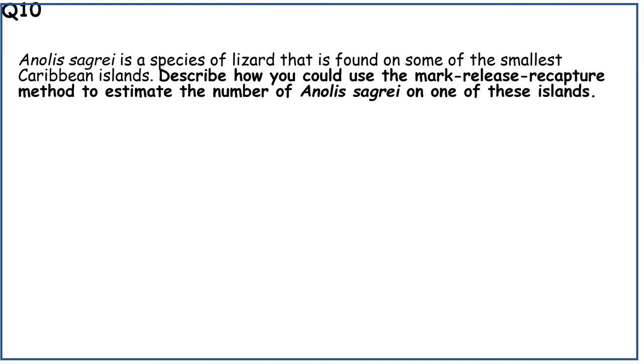Anolis sagre is a species of lizard that is found on some of the smallest Caribbean islands. Describe how you could use the mark release recapture method to estimate the number of Anolis sagre on one of these islands.